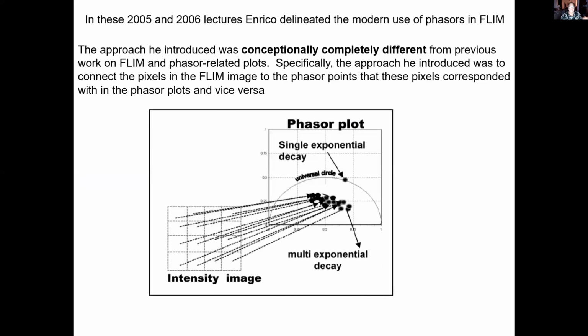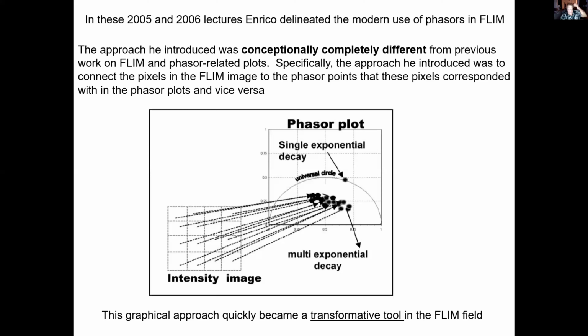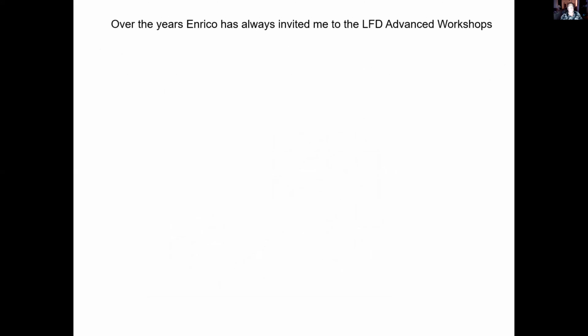But the method he introduced, and this is important, was conceptually completely different from previous work. Specifically, as he'll tell you in great detail, with his method he can connect the pixels in the FLIM image to the phasor points that gave rise to them, and vice versa. So you can go back and forth, and that's an important concept. And this graphical approach quickly became a transformative tool in the FLIM field.